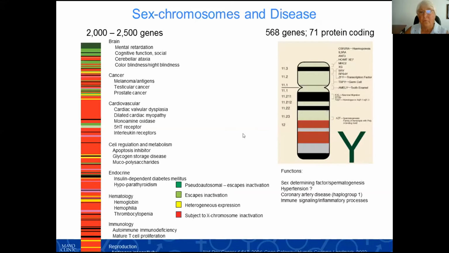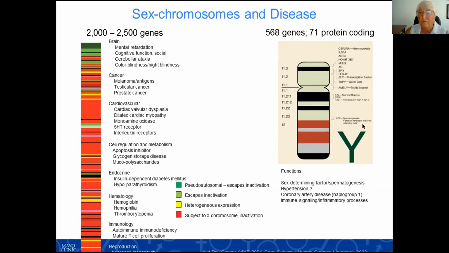When we think about the Y chromosome, there aren't as many genes on there, but there are important ones that direct the development of the gonads, and those are the sex determining factors. But there's also a group of genes on here that affect the autosomes, and those are becoming more important in our understanding of the development of coronary artery disease, immune signaling, and inflammation.